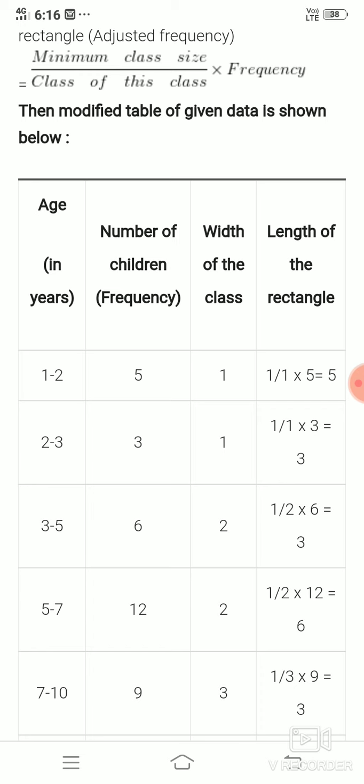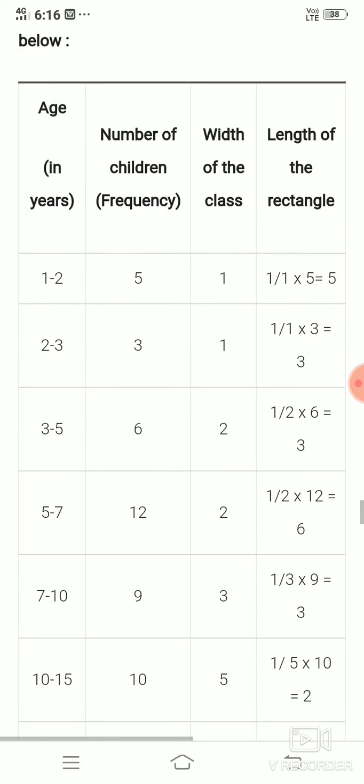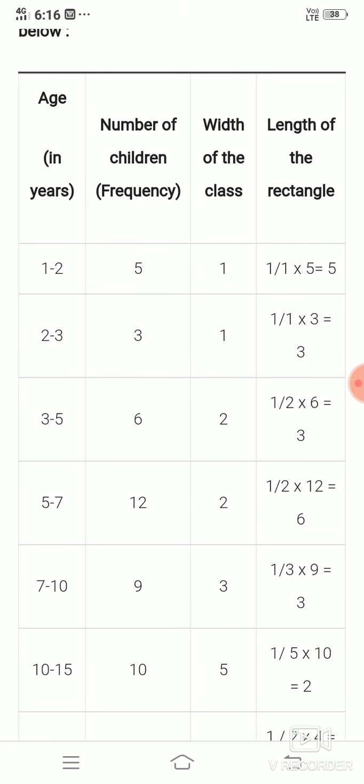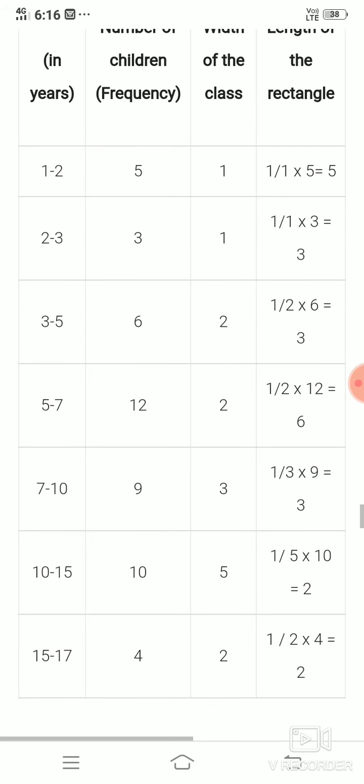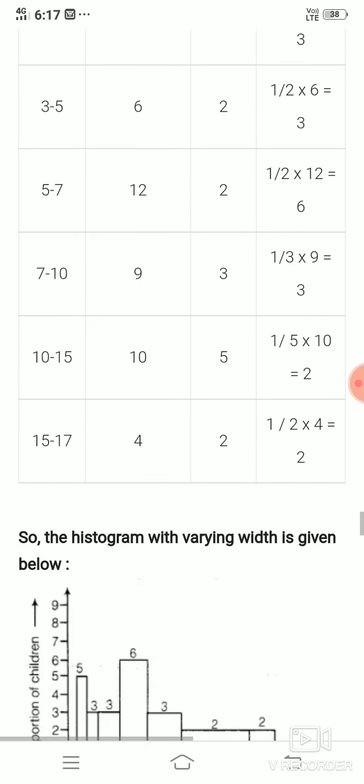Similarly 7 to 10, the gap is 3, but the frequency is 9, so you are going to divide your frequency into 3 parts, that is 1 by 3 into 9, so 3. Similarly 10 to 15, 5 parts, you need to find for your frequency. Your frequency is 10, so 1 by 5 into 10 equals 2. Then 15 to 17, 2 gap, original frequency given 4, we need to use 2, that is 1 by 2 into 4, answer 2. So like that you need to give your answer.